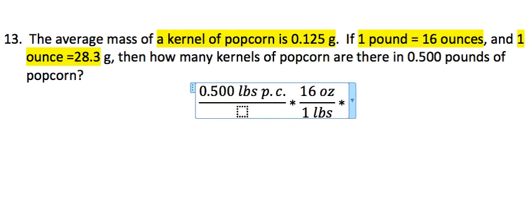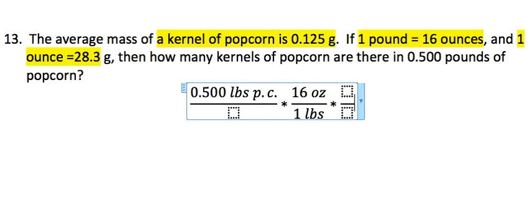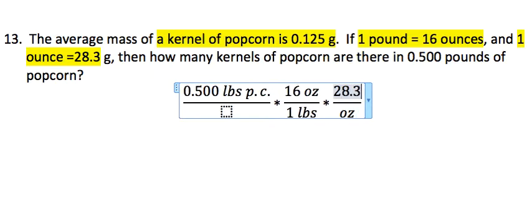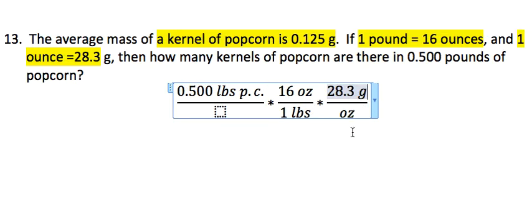Next conversion factor. Okay, I know I need to get out of ounces now, so my ounces are going to be on the bottom. And it says, let's see here, 1 ounce is 28.3 grams. So my 28.3 grams goes on top. My ounces cross out now. I'm almost there.